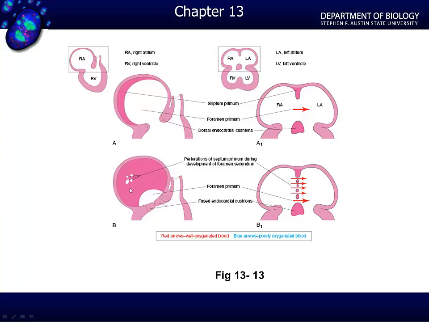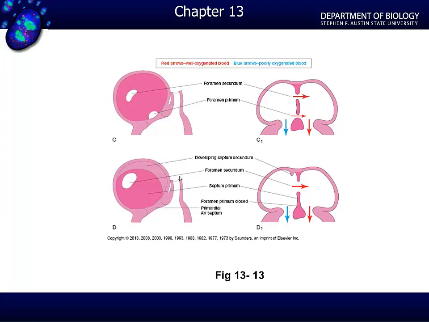Now, as we get to the point of closing this partition, this is eventually going to fuse and close off the foramen primum. But you can see that we're already beginning to form perforations, and this is due to apoptosis, in this upper portion of our septum primum, and this is going to be the foramen secundum. Now, you're going to have a lot of primums, a lot of secundums, septums, foramens. You're going to have to keep these straight. So there you can see the beginnings of the foramen secundum.